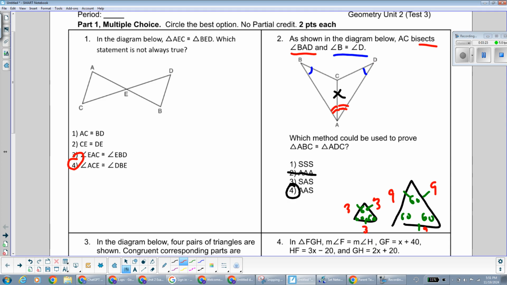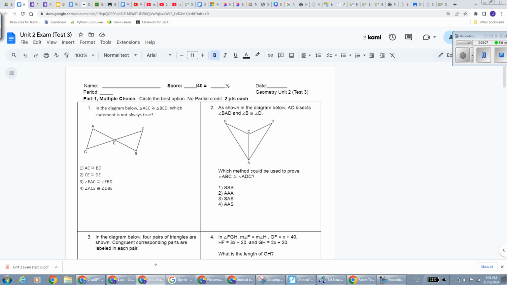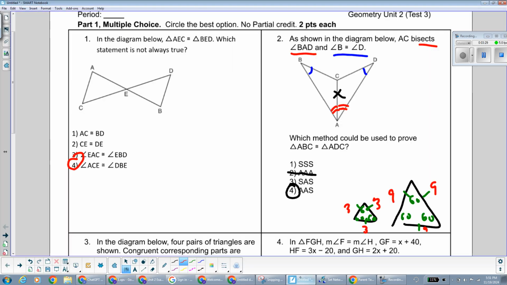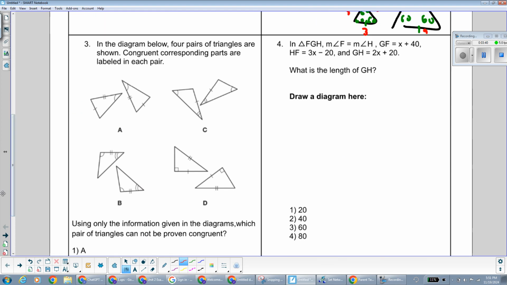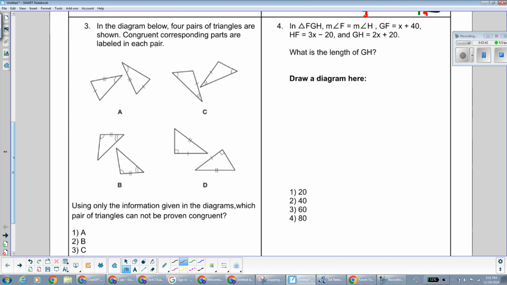So equilateral triangles show how two triangles could have all the angles congruent to each other, but they still don't have to necessarily be congruent. So AAA does not ever work to prove congruence. Cross that one off immediately if we're talking about triangle congruence.